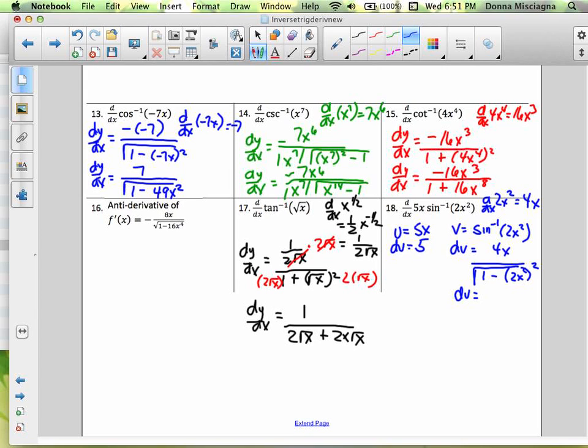Right, and let's simplify that. I hope we have enough space. That's going to be 4x divided by the square root of 1 minus 4x to the 4th. Okay. All right, so let's find our derivative. So dy dx equals the first, 5x, times the derivative of the second, so times 4x over the square root of 1 minus 4x to the 4th, plus the second times the derivative of the first. So that would be plus 5 arc sine of 2x squared.